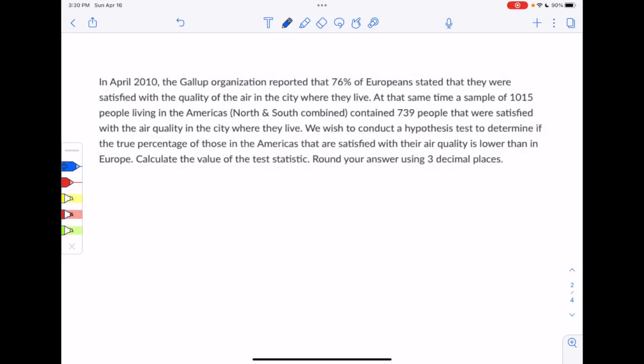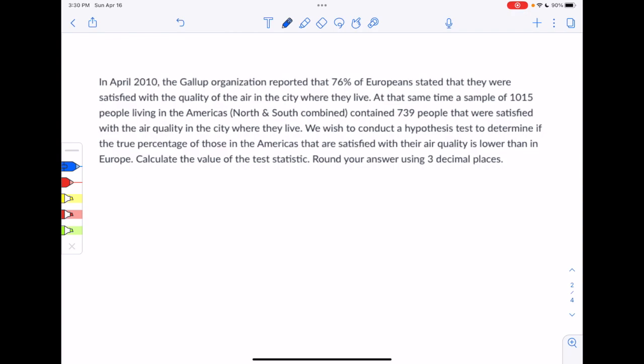This one comes from section 9.2. In April 2010, the Gallup organization reported that 76% of Europeans stated that they were satisfied with the quality of the air in the city where they live. At the same time, a sample of 1,015 people living in the Americas, North and South combined, contained 739 people that were satisfied with the air quality in the city where they live.